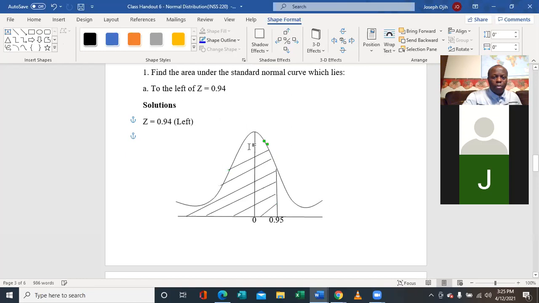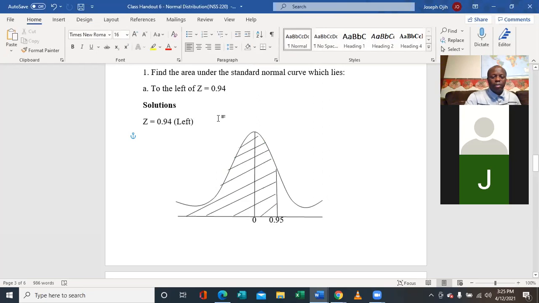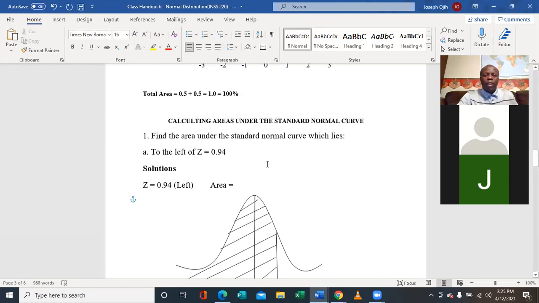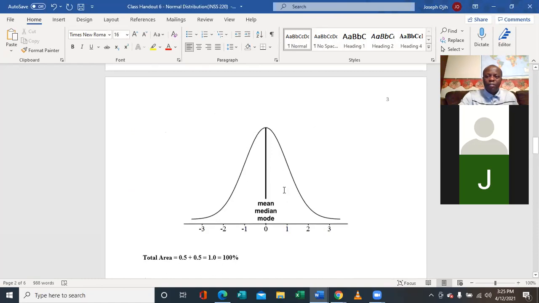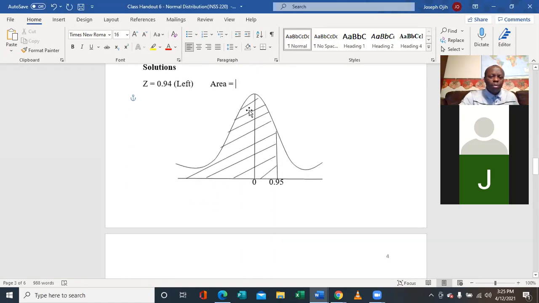One more we put here, and then we'll be good. Now all this shaded portion represents the area to the left of 0.94. So the required area becomes: area equals. When I was introducing this curve, I told you that half of this is 0.5, another half is 0.5. The half on this side is already 0.5, so we write 0.5 here, plus the other part. On this side we didn't take everything, we take only this portion that represents 0.94.